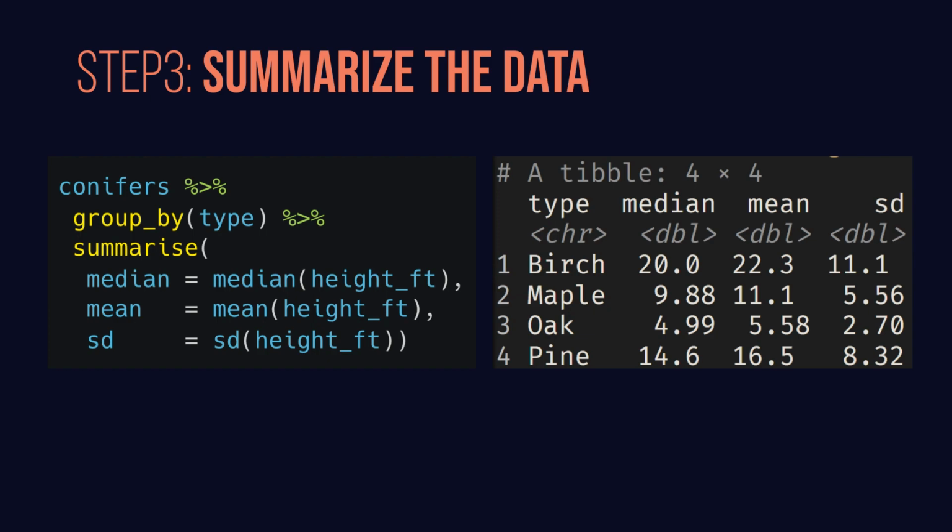We have also summarized the data by taking the mean, median, and standard deviation for each type of tree. We have grouped the data by type and used the summarize function from the dplyr package to get their mean, median, and standard deviation. We can see that the mean heights of birch trees is 22.3 feet, maple is 11.1 feet, and so on and so forth.